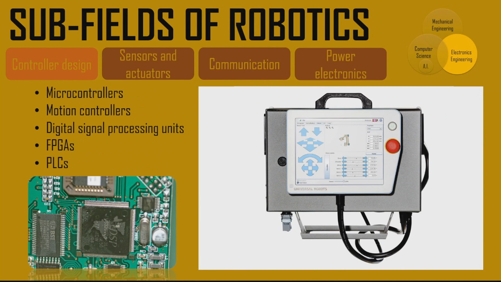Moving on to electronics, one of the primary components is that of controller design, and that consists of microcontrollers, motion control, digital signal processing units, FPGAs and PLCs. So the bigger picture that you see here is that of a control unit for a UR5 robot. And all of these components fall under the category of controller design, which is a vast field, but I just want to give an overall picture of controller design in this particular case.